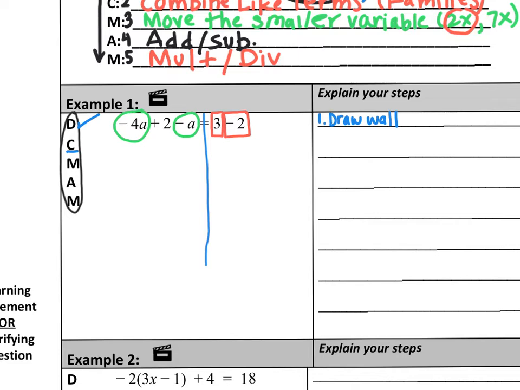Okay, so in 7th grade, what we would do is we would go over to the side, and I'm going to go ahead and go down here just because of lack of space. We would go over and we would say, okay, I have the A family and I have the constant family. So for the A family, I have negative 4A and negative A. That's the same as saying negative 1A, okay? For the constant family, I have a positive 3 and I have a negative 2.